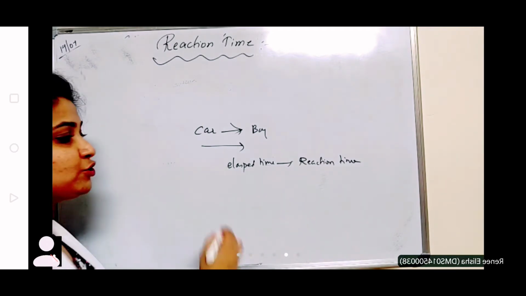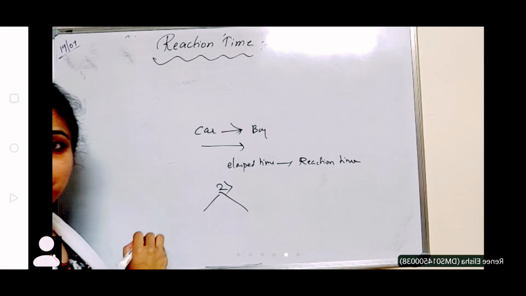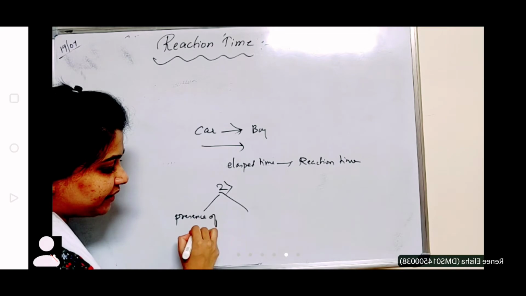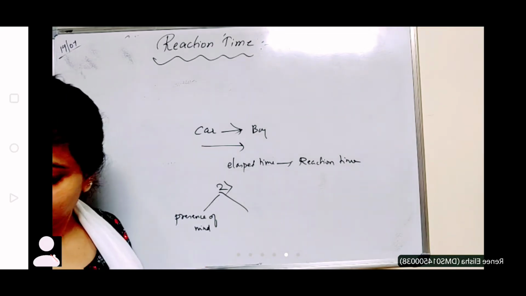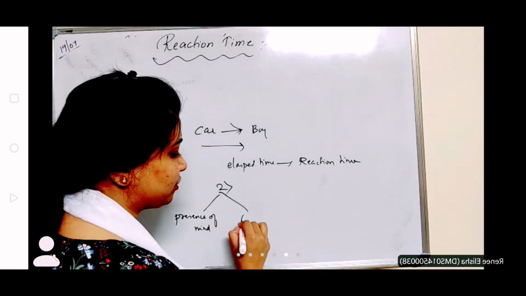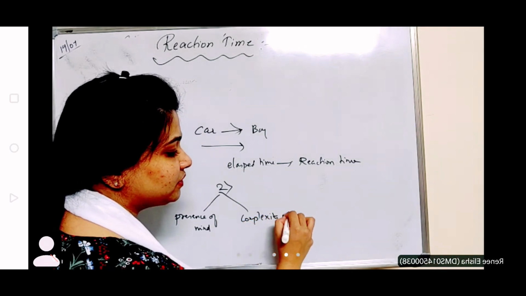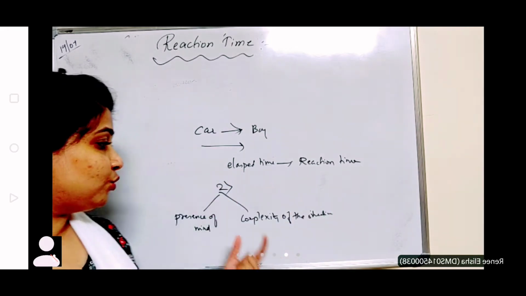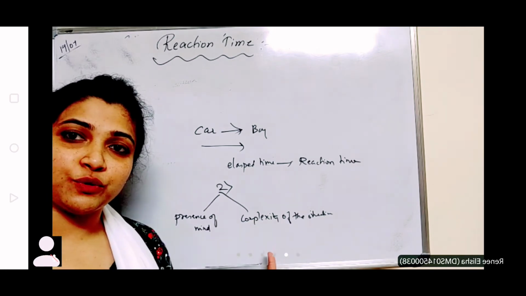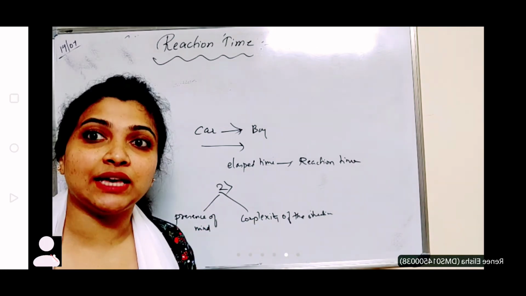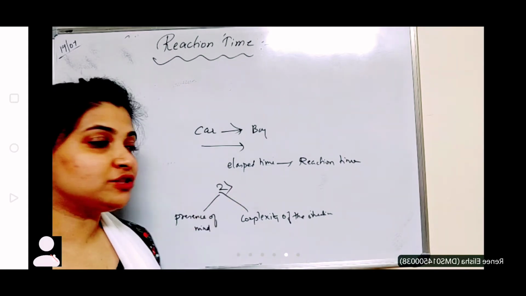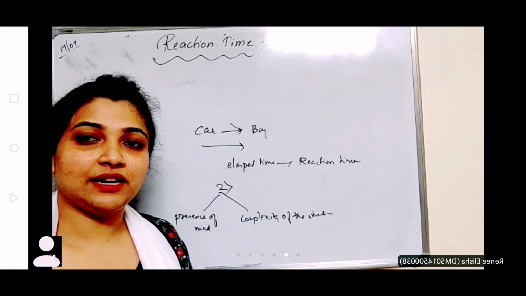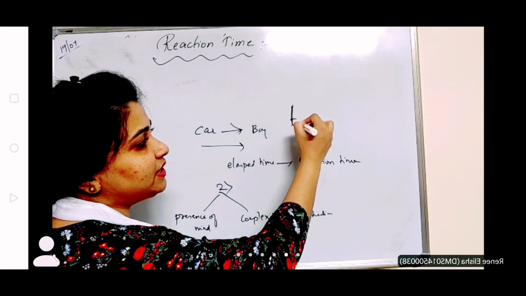So reaction time depends on two factors. What is the first factor? It depends upon an individual's presence of mind. And the next thing is the complexity of the situation. He should think about what he should do, right? So it depends on two things: how complex is the situation and how present is he. Is he observing? It all depends on these two factors. So that is called reaction time. Clear? And we denote reaction time as TR.